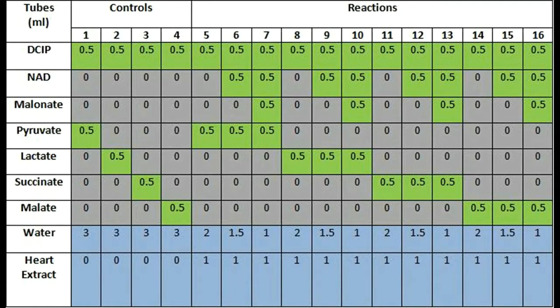For our experiment, 16 tubes were prepared as shown by our table. 4 control tubes containing no heart extract were prepared for comparative purposes, while the remaining 12 were split into 4 groups of 3. Each group of these tubes represented their own substrate, these being pyruvate, malate, succinate, and lactate. Each group then had 3 tubes with different treatments, one without NAD+, one with NAD+ but without malonate, and one with NAD+ and with malonate.